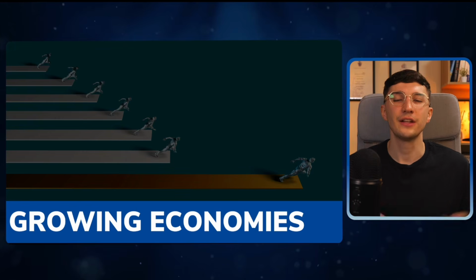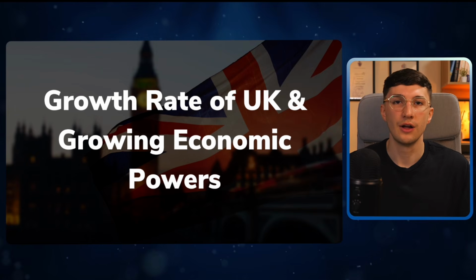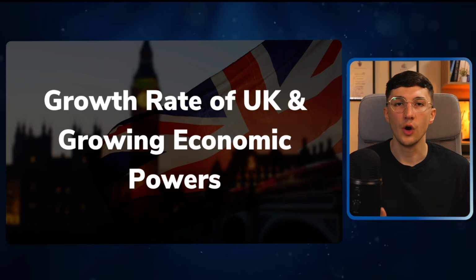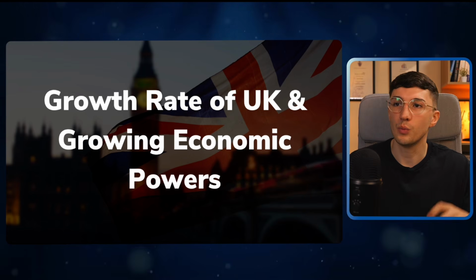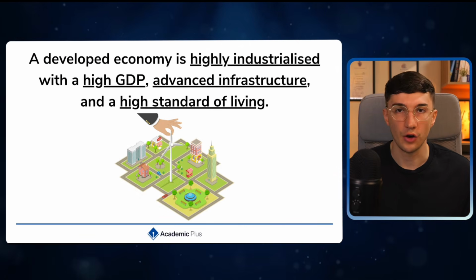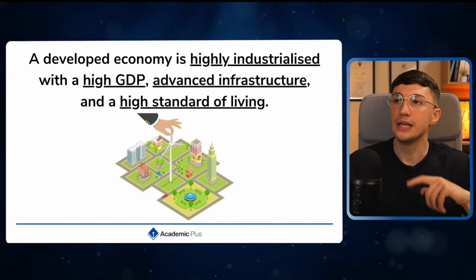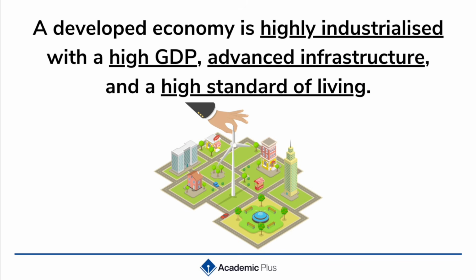Let's get into it. Now, the first topic that we'll take a look at in this revision video will be growing economies. Essentially, what we want to do is look at the economic growth rate of the UK in comparison with growing economic powers. First of all, a developed economy is an economy that is highly industrialized with a high GDP. If you're wondering what we mean by industrialized, all this means is having a well-developed manufacturing and production sector where industries and factories play a major role in the economy.